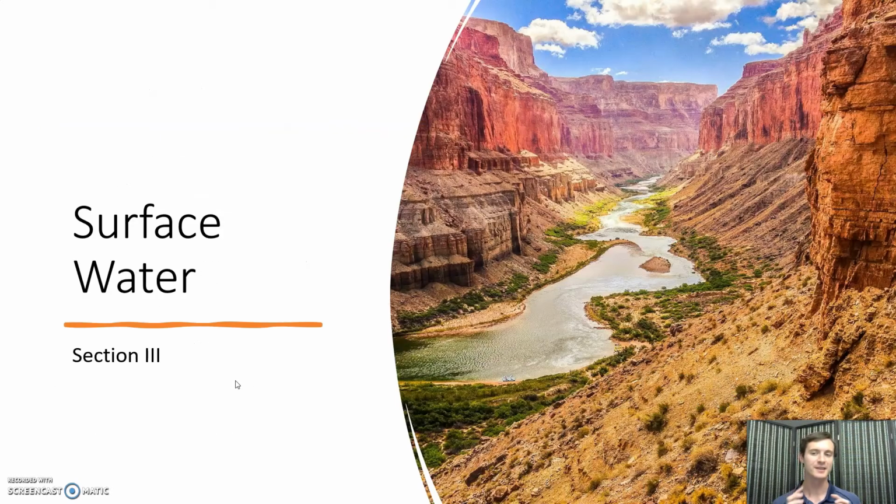In the next section, we're going to dig into that tiny fraction that is the surface water, the part that is the most important factor when it comes to shaping Earth's surface and deciding what the surface of the Earth looks like.